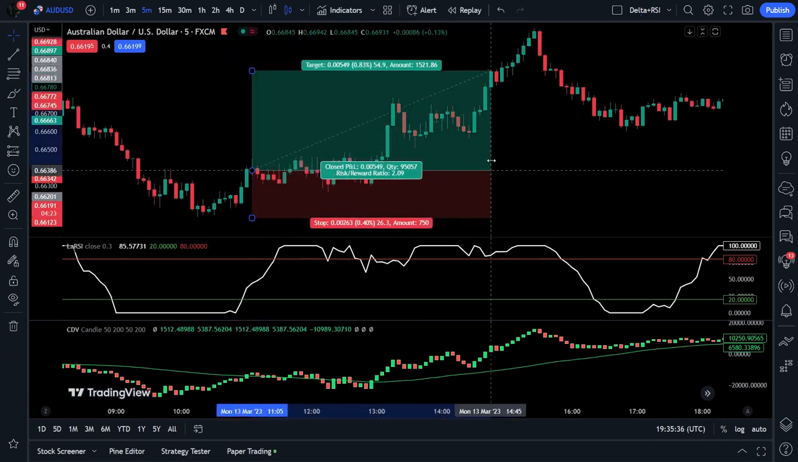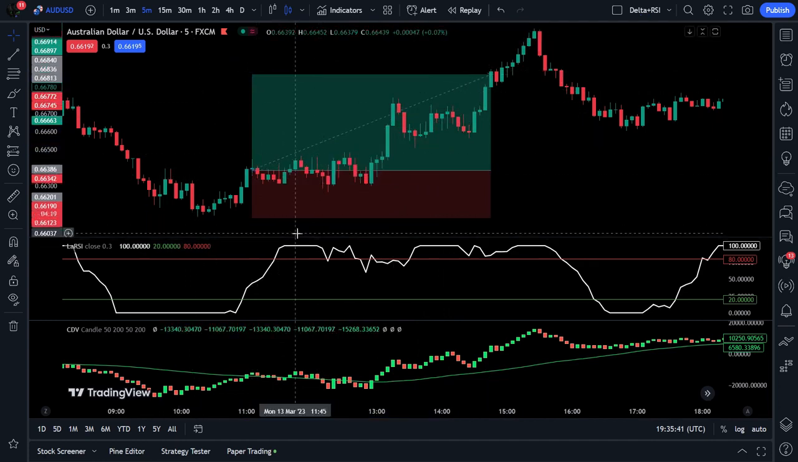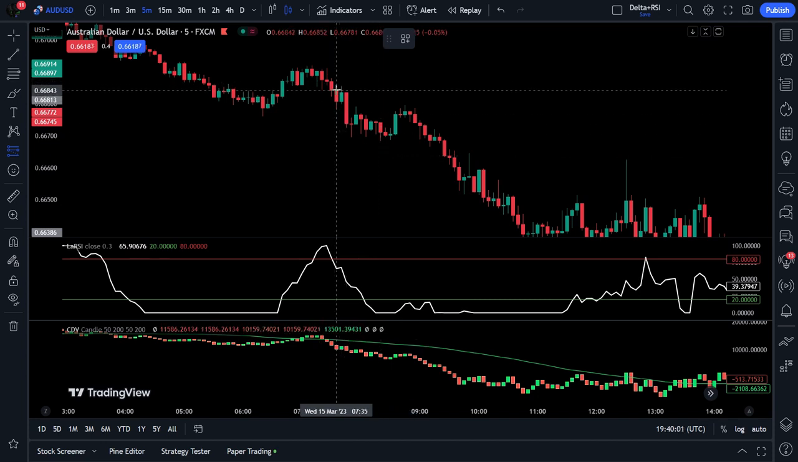We get a bit of drawdown, but this was a huge profit. Now that we have run through the long positions, let's head on over to the shorts. Our requirements are as follows. First, we need the Laguerre RSI to be breaking out of the overbought 80 range colored in red. Secondly, we need the cumulative delta candles to be colored red, and below the 50 SMA. If both requirements are met, we can take a short.